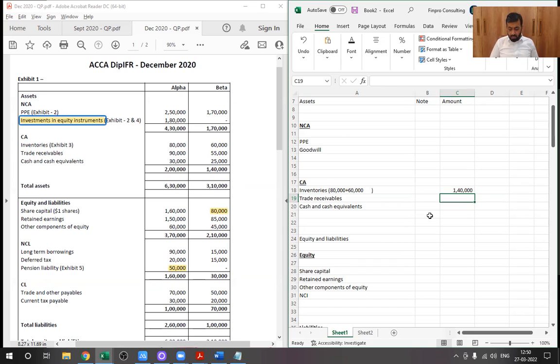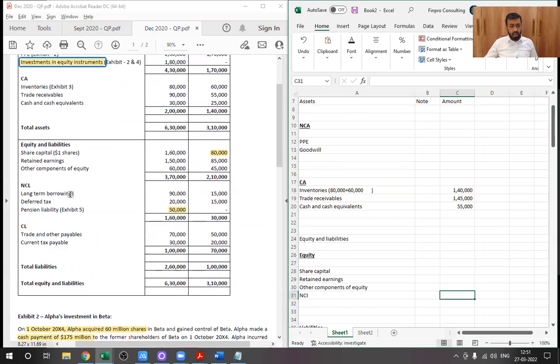Then trade receivables. Trade receivables, there is no entry, so you can write directly as 90 plus 55. Then you have cash and cash equivalents. No accounting entry is equal to 30 plus 25. Even if you do this, examiner will be able to understand whatever you have written it here. Correct? So don't write directly 55,000 by doing it on a calculator. So asset side is over. We have utilized it completely.